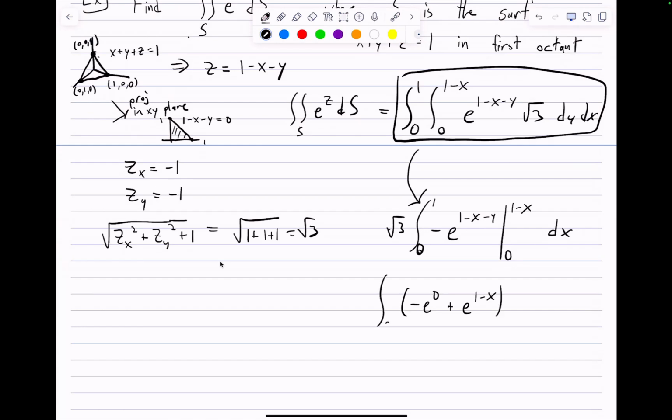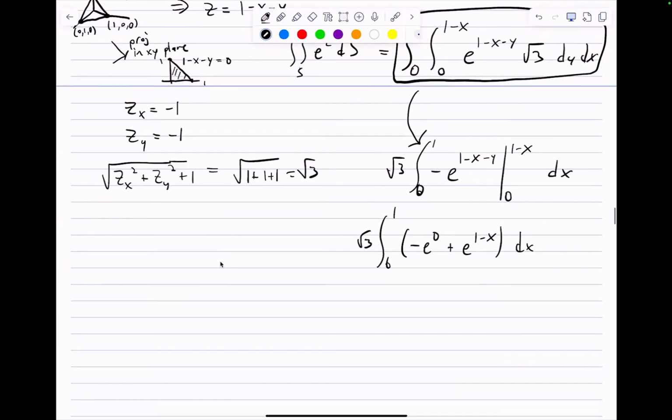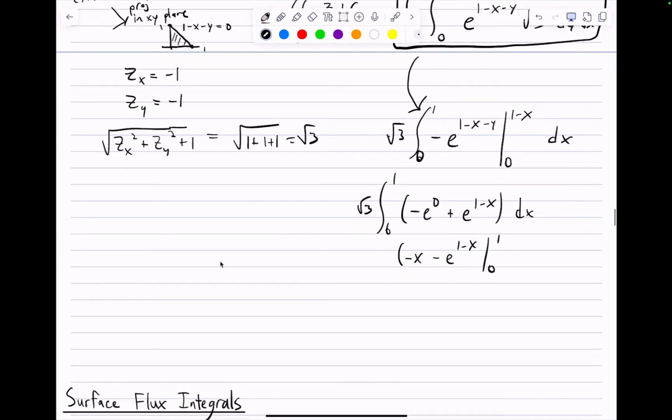And then I'm going to integrate that from 0 to 1 dx, root 3. If I do that again, I get negative x minus e to the 1 minus x evaluated from 0 to 1 times root 3.